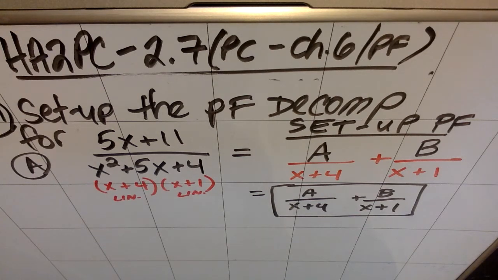Now, if you don't want to use A and B, you could use C and D, or you could use your initials, as long as your initial isn't X, because we already used x. I would avoid using lowercase L's. I'd avoid using O's. I think my S's look like 5s, so I try not to use S.